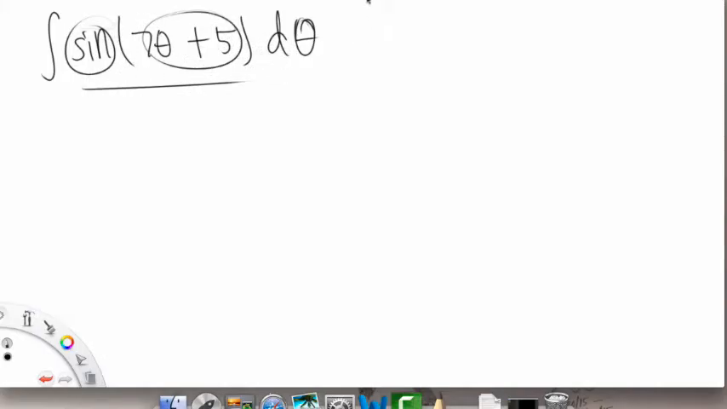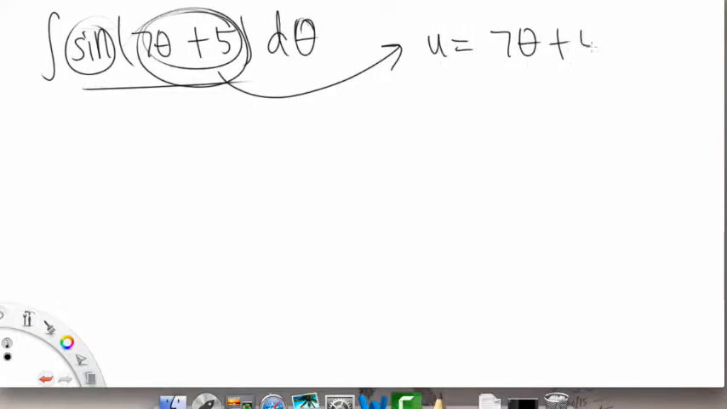So the first step is to choose our U. What I'm going to make U is whatever we see inside that set of parentheses, right? So U is going to be equal to 7 theta plus 5. The second step is to find our du. If we differentiate implicitly, we get 7 d theta. So that's what we have here. That 5 just goes away, right?